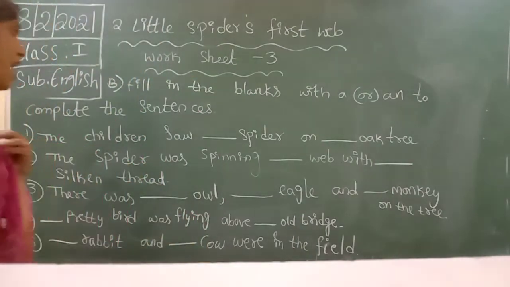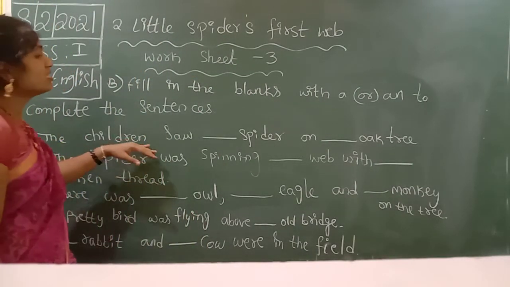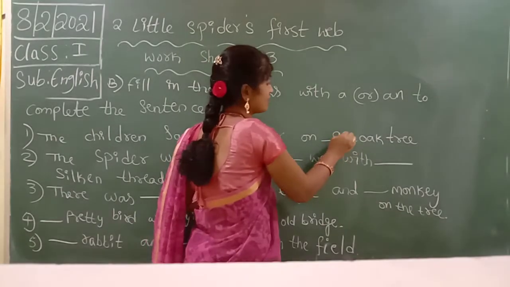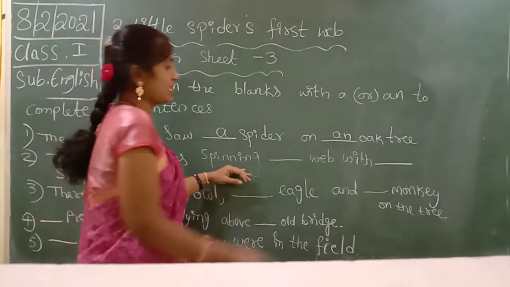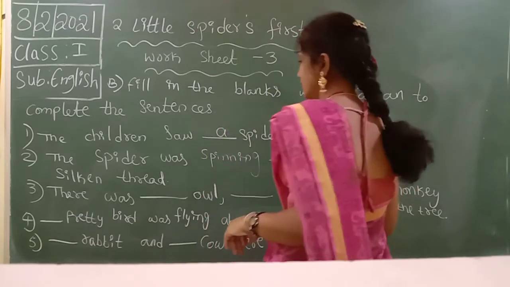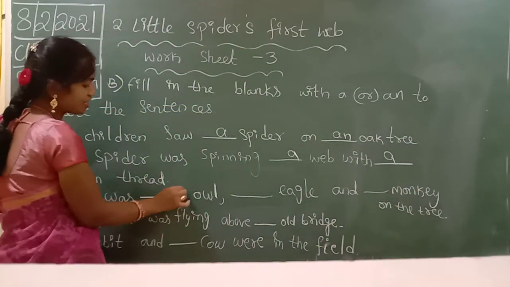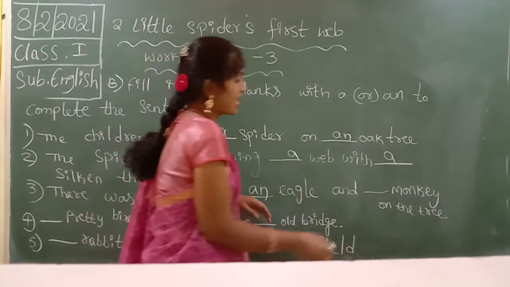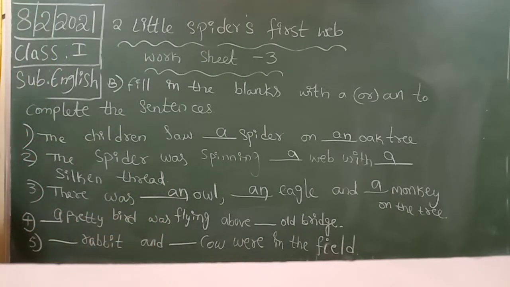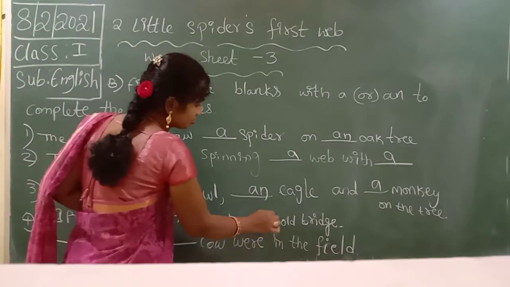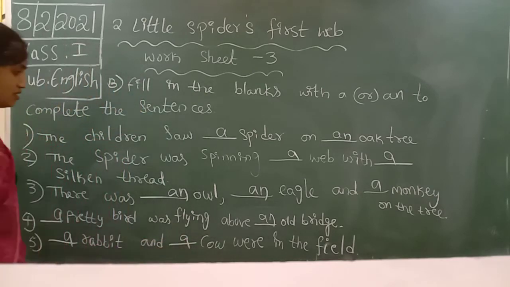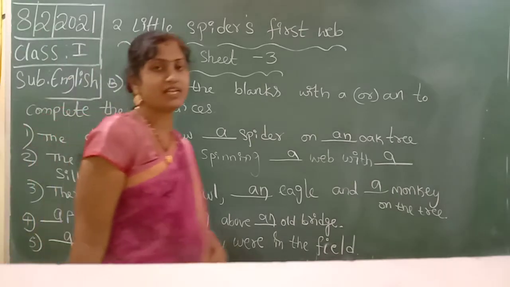So we just have to write a or an. First one, the children saw a spider on an oak tree. Okay, O has an. Next, the spider was spinning a web with a silken thread. Okay, there was an owl and an eagle and a monkey on the tree. A pretty bird was flying above an old bridge. Next, a rabbit and a cow were in the field. Okay, very easy. This is B.